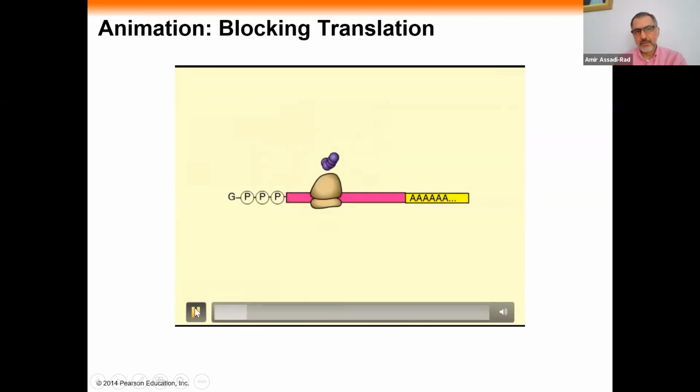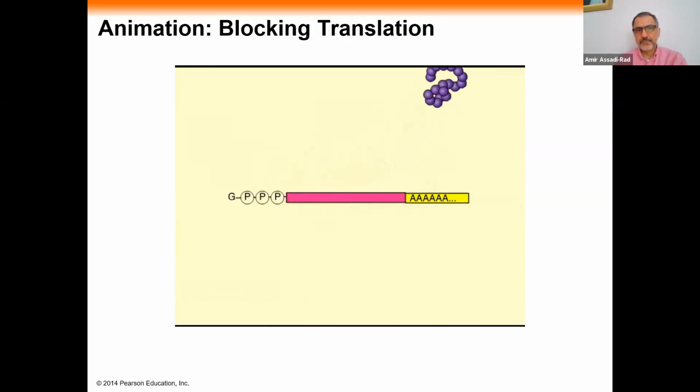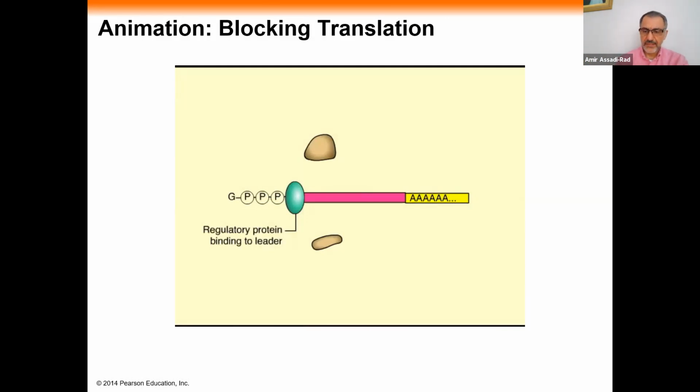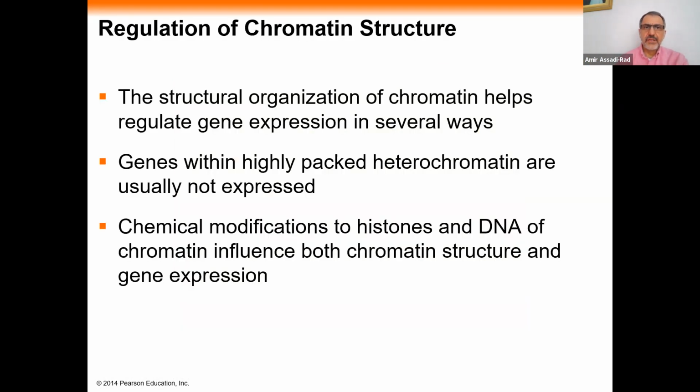Translation of specific mRNAs may also be blocked by regulatory proteins that bind to sequences within the untranslated region at the 5' end of the mRNA molecule, modulating the amount of protein produced. Okay, that's another regulatory mechanism. So regulation of chromatin structure, let's talk about that.